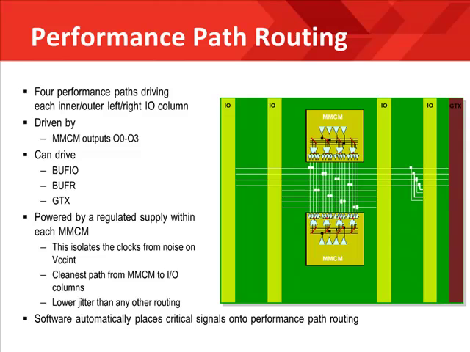The performance path routing enables fast I/O interfaces. This has been optimized in the silicon and is handled automatically by the implementation tools. There are 4 performance paths driving each inner-outer, that is left and right I/O column, from your local MMCM. These are driven by the MMCM outputs, specifically outputs 0 through output 3. So the other outputs cannot drive this performance path routing.